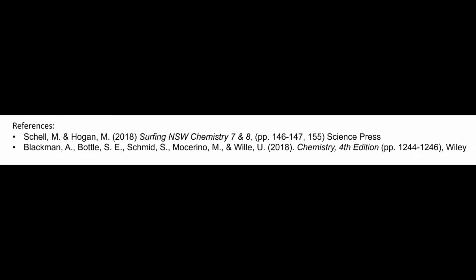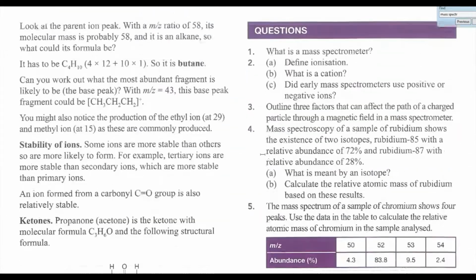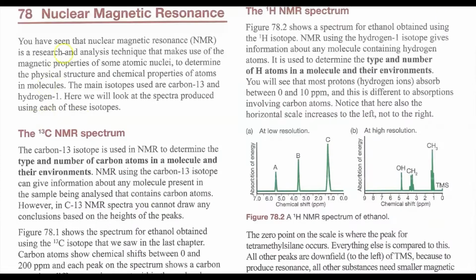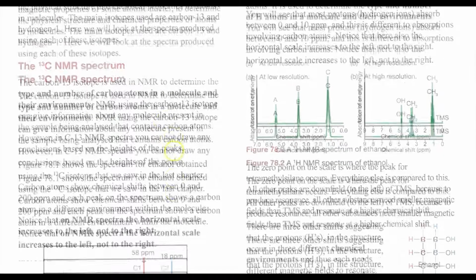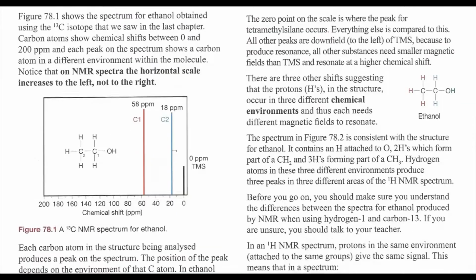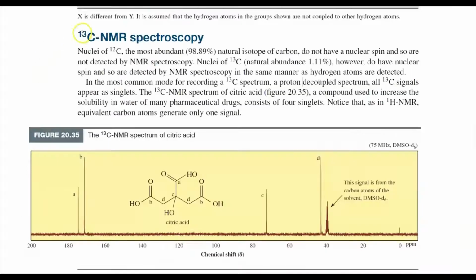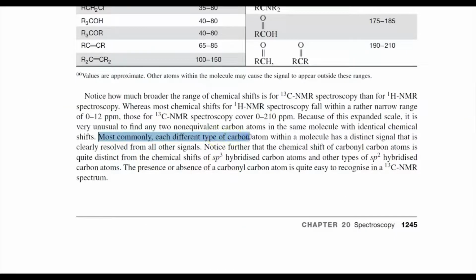These references were used in the making of this video. Schell and Hogan have a section on identifying compounds using mass spectra, which covers what we talked about, and also a section on nuclear magnetic resonance, which covers carbon-13 NMR spectra, where we verify that each peak is associated with a single carbon environment. It also includes an example with ethanol. Blackman et al. also includes a section on carbon-13 spectra and backs up the idea that each peak is associated with only a single carbon environment.